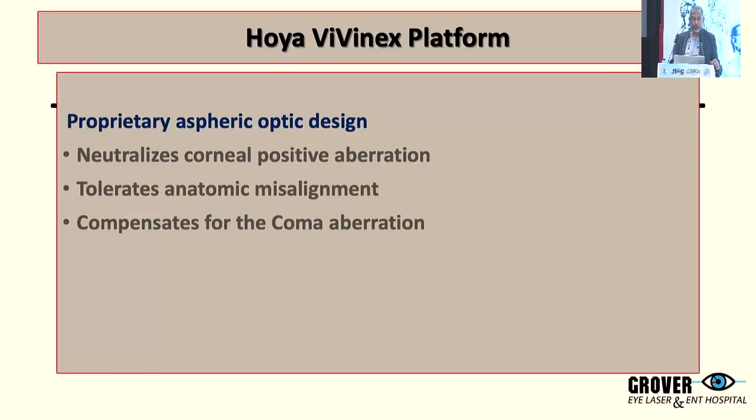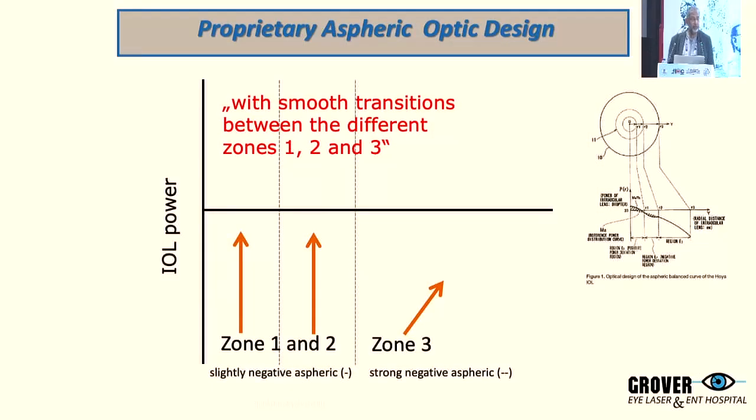So what is special about this Hoya platform's aspheric optic design? It neutralizes the corneal positive spherical aberration to some extent. It also tolerates the anatomical misalignment that we have in our normal human eye, and it also compensates for coma aberration. So what is this patented optic design?